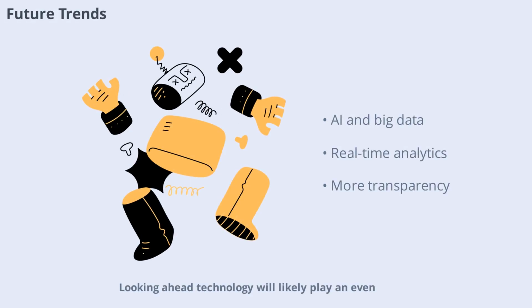Looking ahead, technology will likely play an even bigger role in reducing information asymmetry. Artificial intelligence, big data, and real-time analytics promise to make markets more transparent and efficient. Staying informed about these trends can help both buyers and sellers succeed.